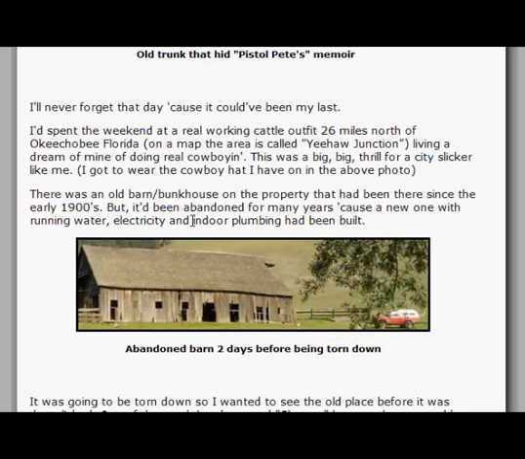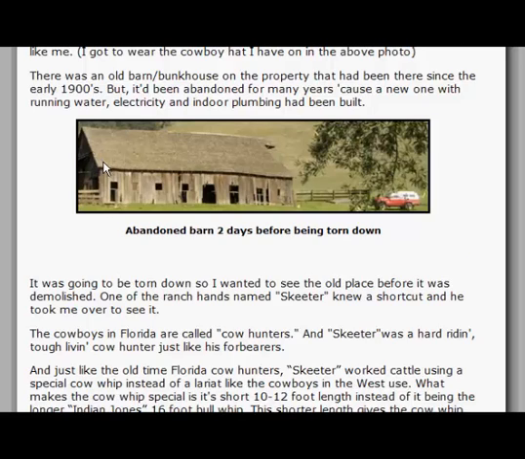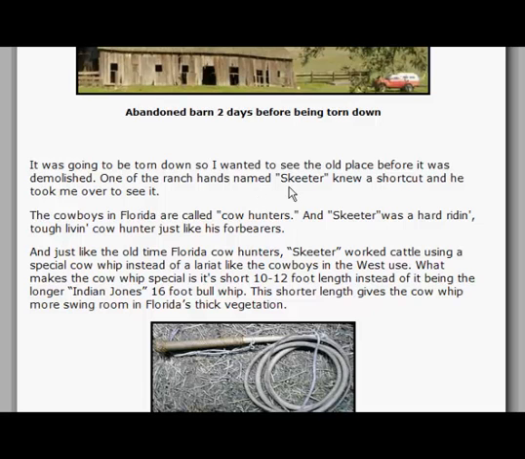"I'll never forget that day, because it could have been my last. I spent a weekend at a real-world cattle outfit, 26 miles of..." Okay, living a dream of mine, a real cowboy. Okay, building empathy, telling your story, your love for this genre of books and information. "There was an old barn bunkhouse on the property that had been there since the 1900s but had been abandoned. It was going to be torn down, so I wanted to see the old place before it was demolished."